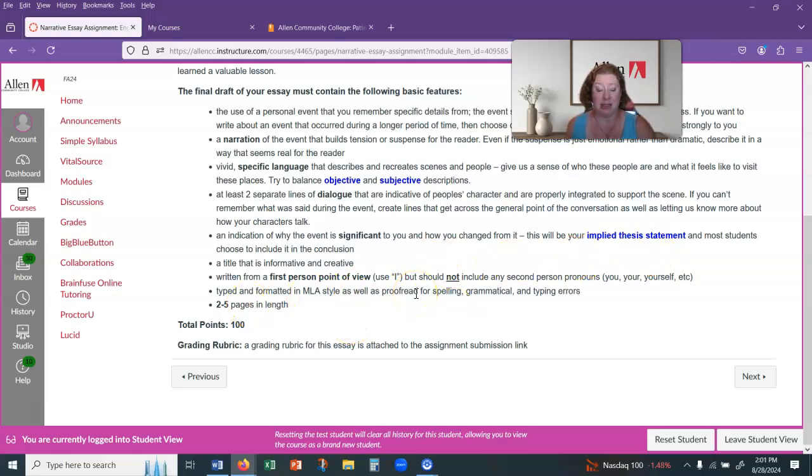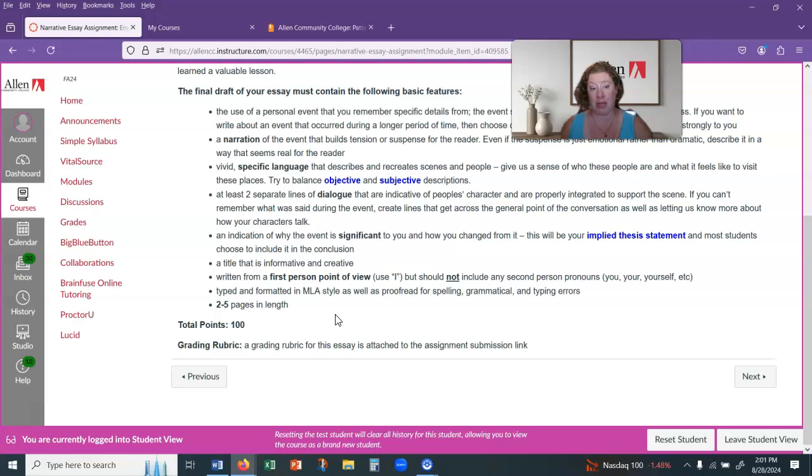Do not write this essay from the third person because you'll just confuse yourself. And it's not about the reader, which would be second person, the yous. So you want to use I throughout this essay. It needs to be at least 2 to 5 pages long, which if you have a good story, you should have plenty of space to write about it. I put the page number length in there to help you gauge if your topic's good enough.